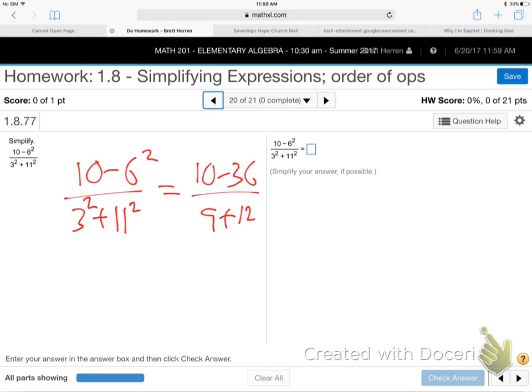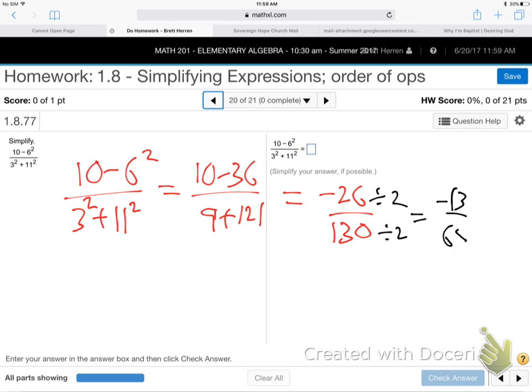Bottom is 9 plus, what is that, 121? Calculator, 11 times 11. And then what's that? Minus 26 over 130. Am I going too fast? And then you got to reduce that, right? I don't know exactly. Just divide by 2 for sure. That's all I could tell, right? Because they're both even, so you know it's divisible by 2, top and bottom. Minus 13 over, what's that, 65?